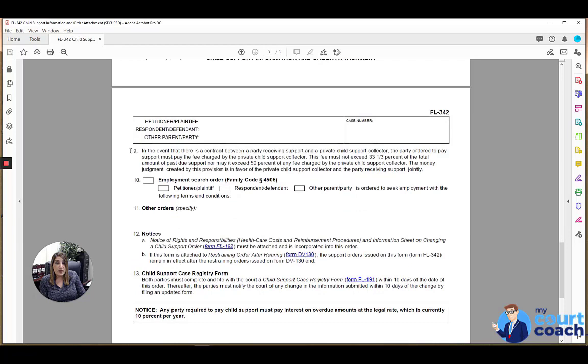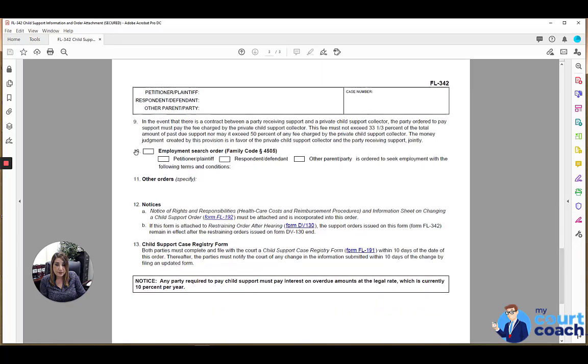Paragraph 9 is mandatory language that has to be included in the child support order. So if you are not using this form and are choosing to instead draft your own order, you have to make sure that this language is included. It basically allows a private child support collector to be appointed in the event that a party ordered to pay support does not. If the court orders either party to make job contacts, for instance, if a party is underemployed or not employed at all, then you would mark box 10 and order which party has to make the job contacts and how many and within what period of time under terms and conditions.